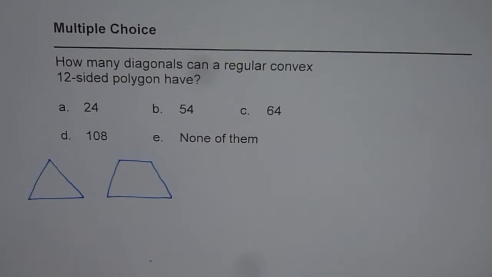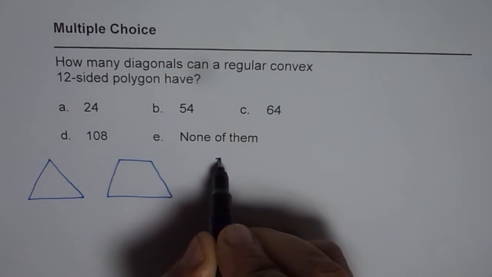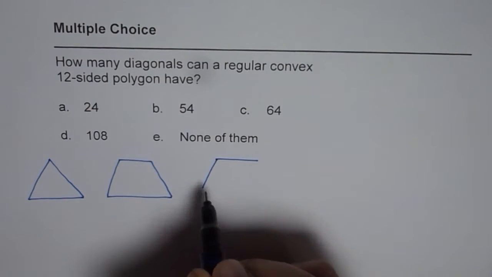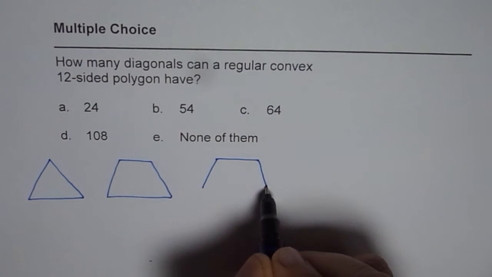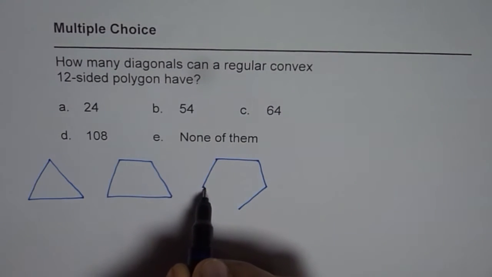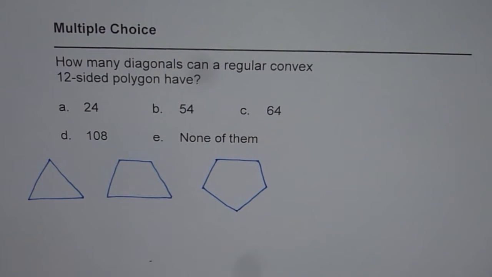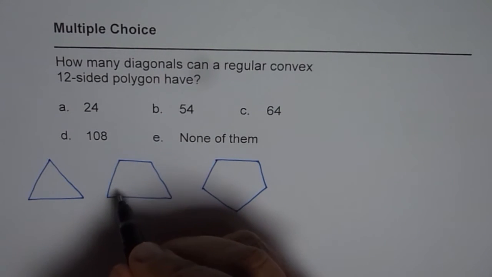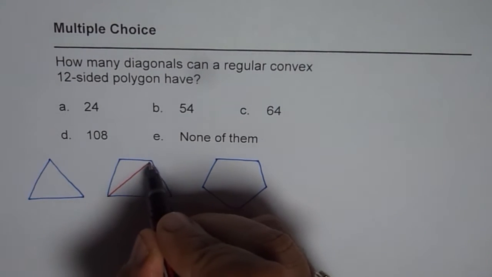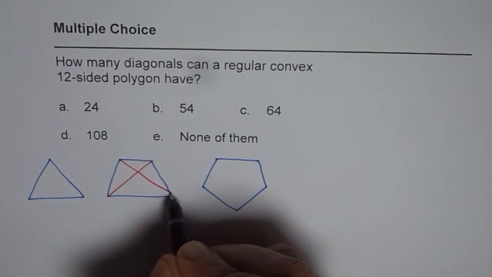Think about it. Let me sketch a 5-sided figure, that is a pentagon. So we got 1, 2, 3, 4, and let us say this is my 5th side. Now let's try to sketch some diagonals in these figures. In a triangle, you cannot draw any diagonal. All vertices are directly connected. In a quadrilateral, we can draw 2 diagonals, right?